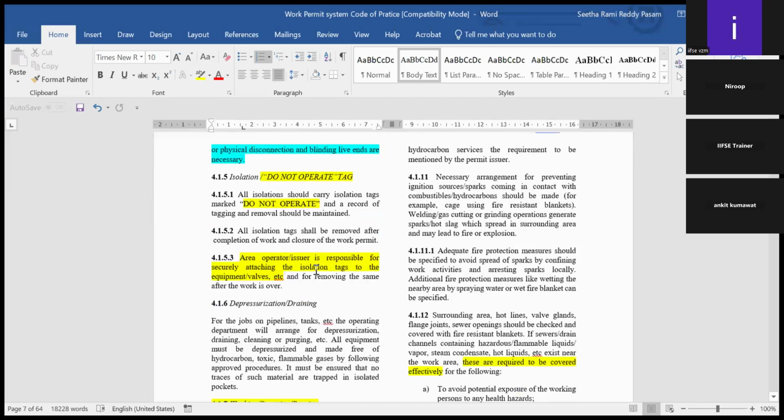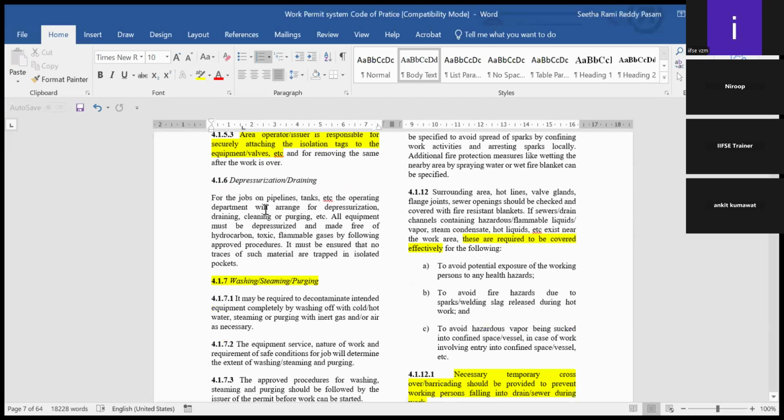And the area operator or issuer is responsible for securely attaching isolation tags to the equipment and valves, and also for removing the same after the work is over. Area operator may be, for example, the equipment operator. Issuer will be the area in charge. He should also ensure that the LOTO is performed, and also that the tags are placed on the equipment. And it is not only about the initial stage; after completion of the work you should also ensure whether those tags are removed or not.